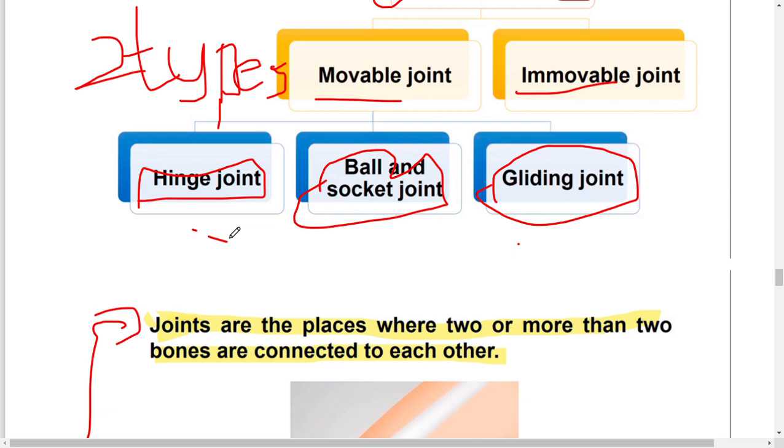Now the ball and socket joint. It is a type of joint which can move in two or more directions. They are called ball and socket joints. They can move at a 360-degree angle, like the shoulder and hip joints.